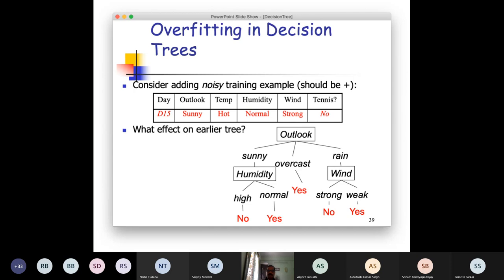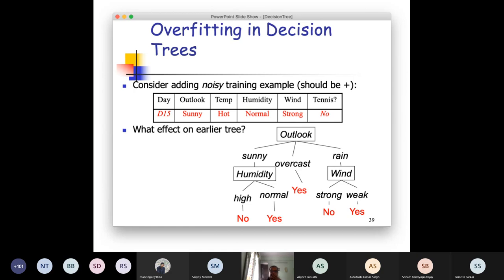So if I consider the earlier tree, what would you find? Will this training example be satisfied with this tree? Can you tell me? Is it consistent with respect to the tree developed? No, sir, not consistent. So where is it failing? Sir, according to the decision tree, it is giving the answer yes.